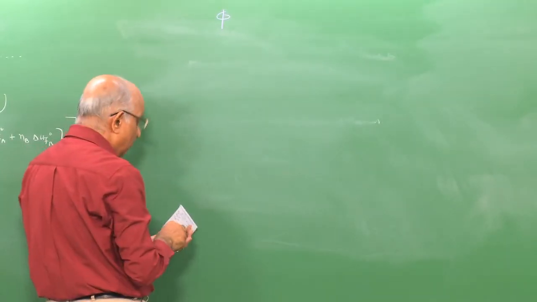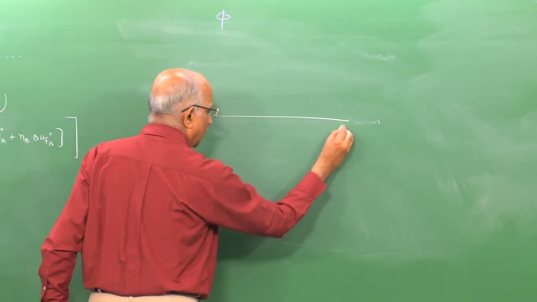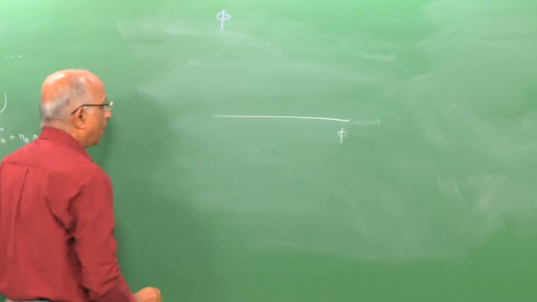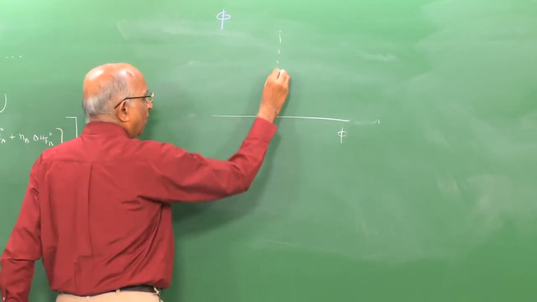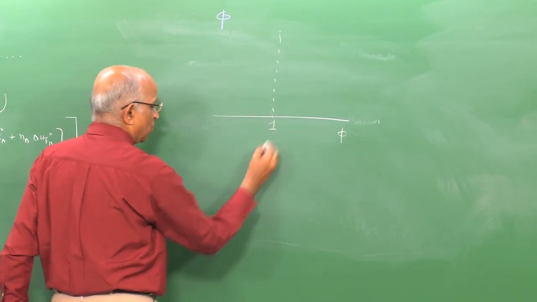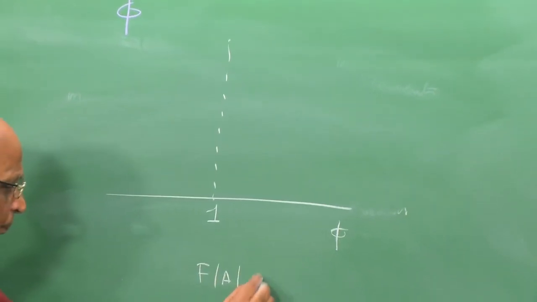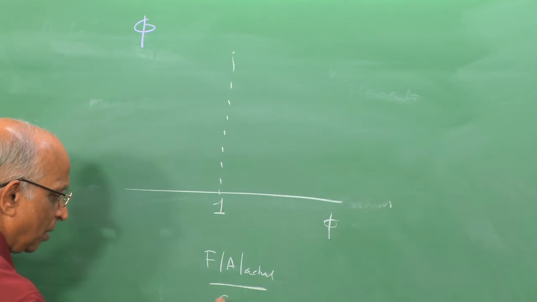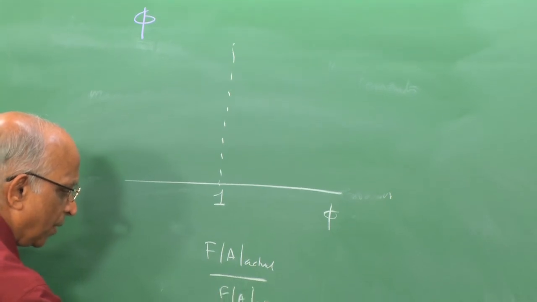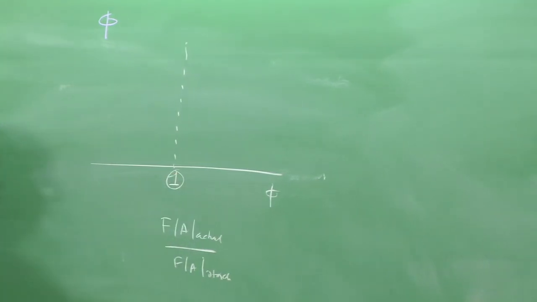I plot the equivalence ratio, let us say I draw the equivalence ratio on the axis along this. When I have completely burnt products of combustion, I call it stoichiometry. Phi is fuel by air actual divided by fuel by air stoichiometry. For stoichiometry, the value of phi is 1.